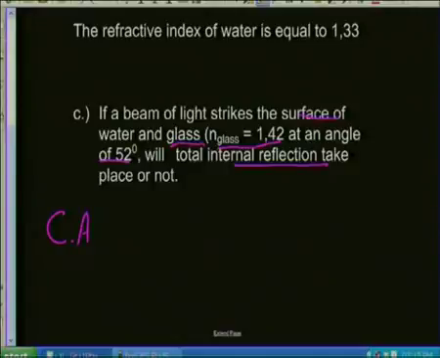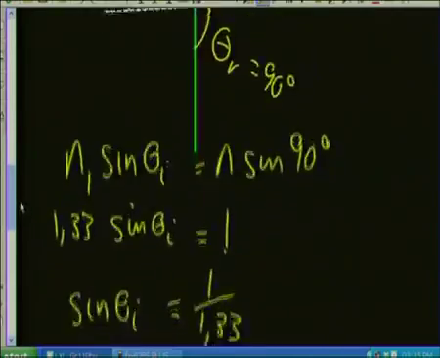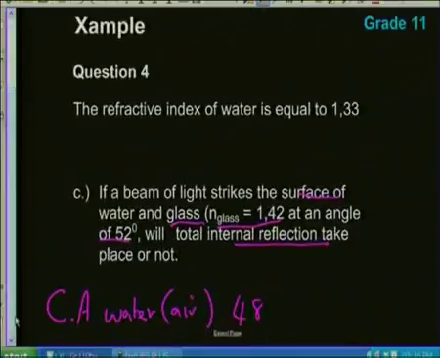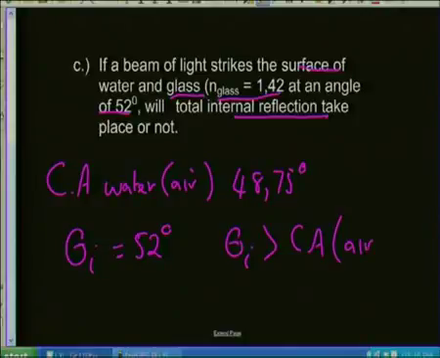Well, guys, this is an interesting dilemma, because what we recognize is that the critical angle for water with respect to air is, we worked it out, 48,75. Look over here, there it was, 48,75 degrees. We know that's the critical angle, and we know that this angle of incidence now is 52 degrees, which is greater than the critical angle, but that was with respect to air.